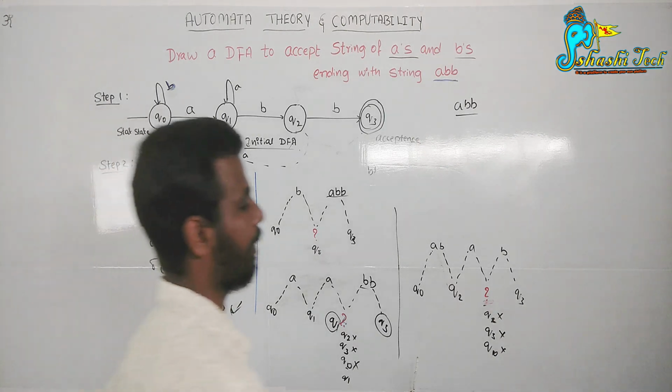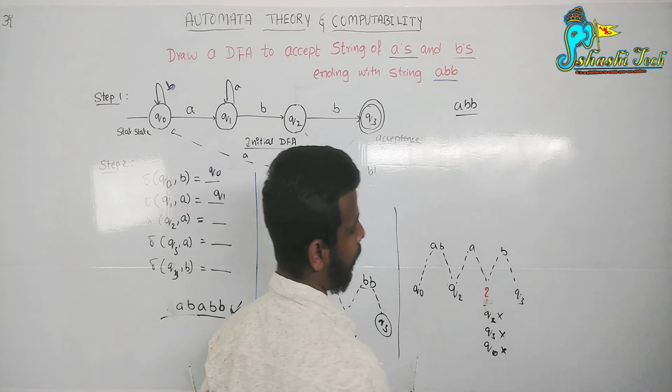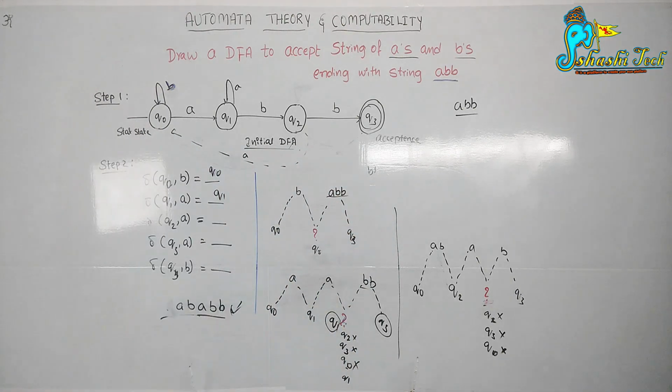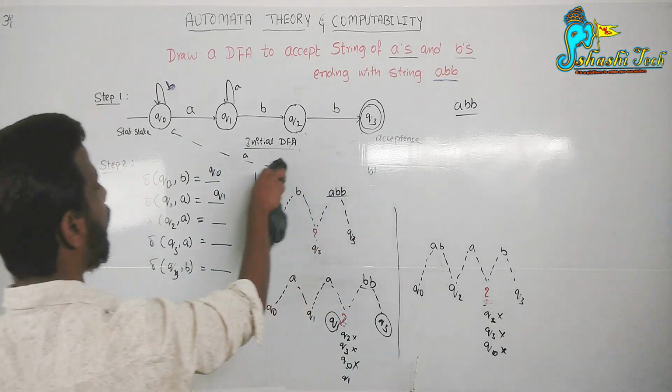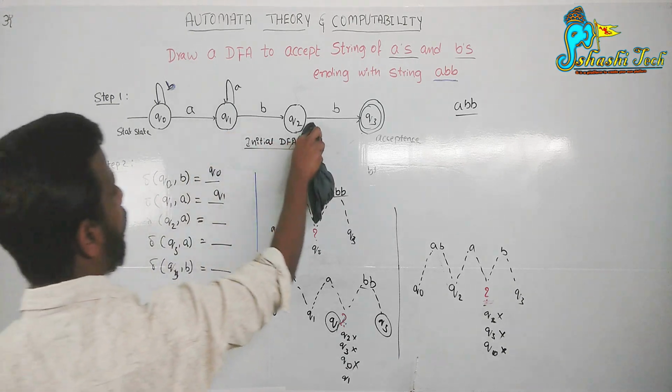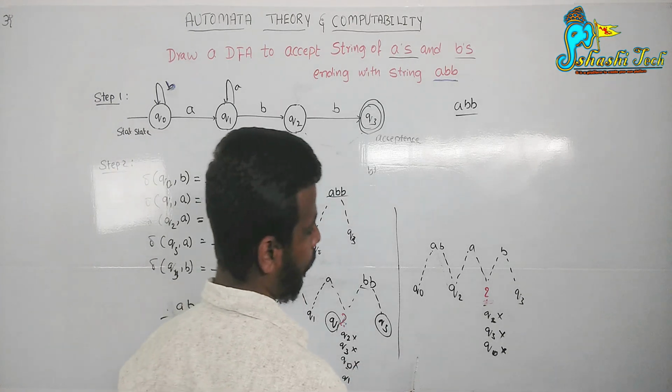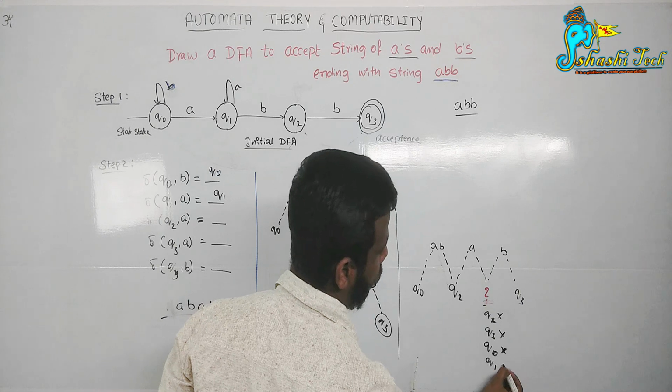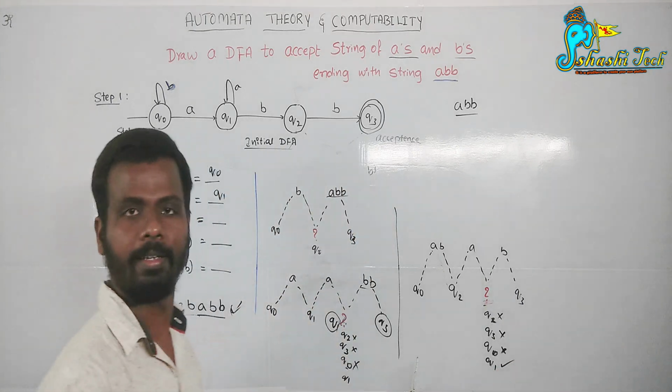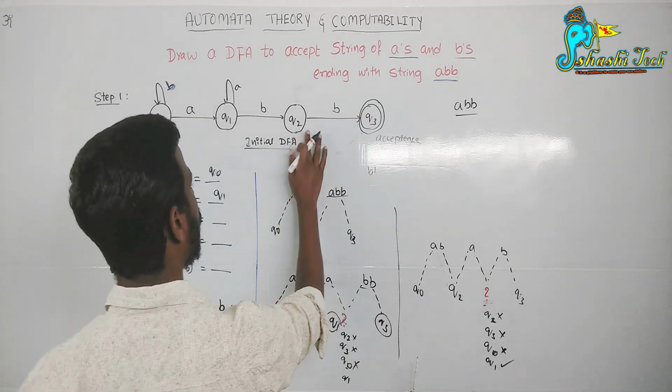So we should not write Q0 here either. Hence, this Q0 should be removed. So, what is remaining? Q1 is remaining. Is this correct? Yes, correct. Absolutely correct.